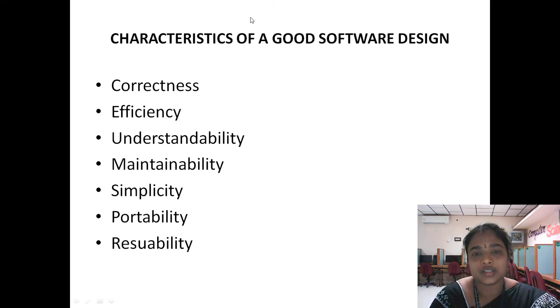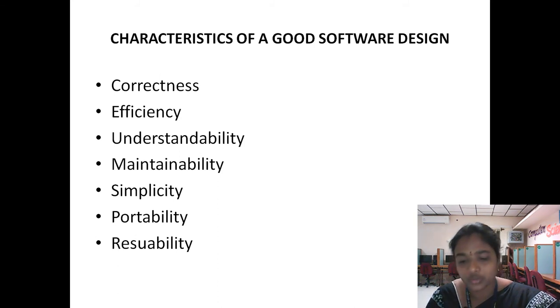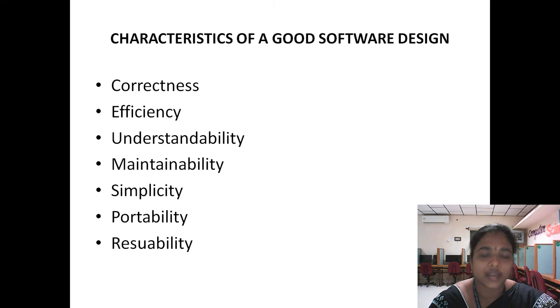Next, an important characteristic is understandability. Understandability means in a design it should be easy to understand what the module is and how it is connected to other modules, what data structures are used, and its flow from one module to another module, and flow of information between the modules. So it has to be clearly given.